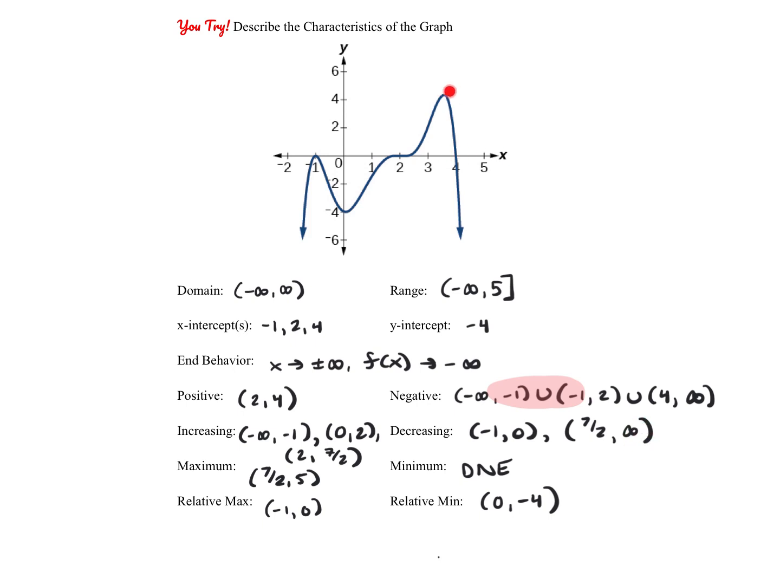Our maximum is this coordinate, 7/2, 5. Our minimum, there's no absolute minimum because it's going down forever. And then this is our relative maximum at -1, 0, and this is our relative minimum at 0, -4. This is neither because it's not a low or a high point in reference to the points around it. So we should not include this as a relative max or min.